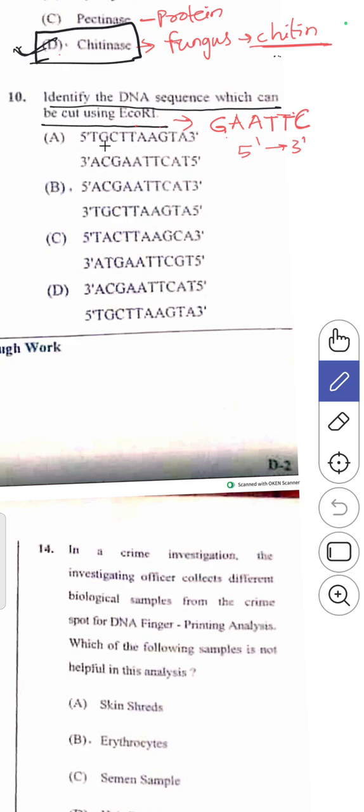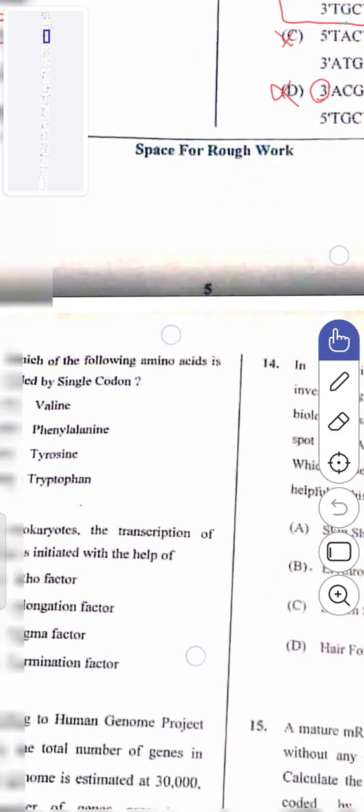In A, GCTT, so this is wrong with this EcoRI. Here ACGAATTC. So this is true, 5 prime to 3 prime. So this one is true with this question. Then C, TACTT. So this is also wrong. Then here ACGAATTC they have given, but here they have given the 3 prime to 5 prime. So this is also wrong. So B is the right answer for this question. Next question, that is the 11th question.